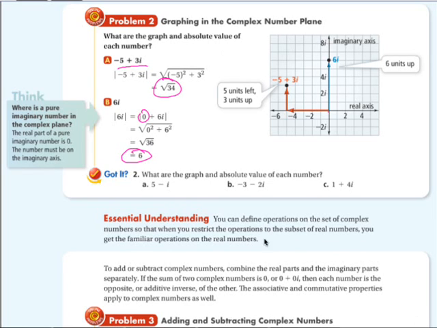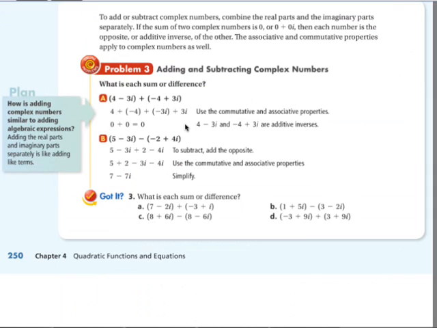Let's take a look here. You can define operations on the set of complex numbers so that when you restrict the operations to the subset of real numbers, you get the familiar operations on the real numbers. What does that even mean? So here's what it means. What is each sum or difference? So this is just combining like terms in the same way if this were like an x or a y or anything like that.